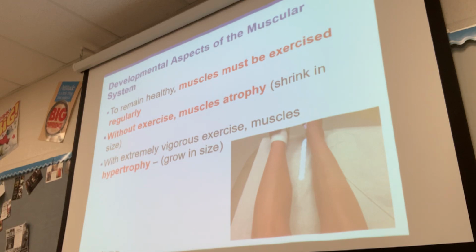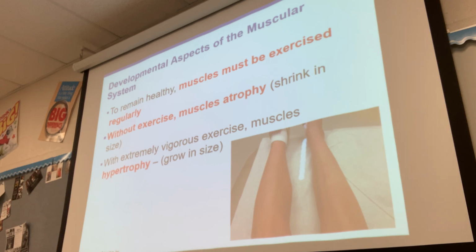So because this is the end of our unit, we always do a diseases and disorders section that deals with the unit we've been studying. So of course, muscles. We're going to talk about different conditions that affect the muscles. Muscles must be exercised regularly in order to stay healthy. This is a big deal. Our muscles were made to move. That's really the whole point of the muscles: movement.